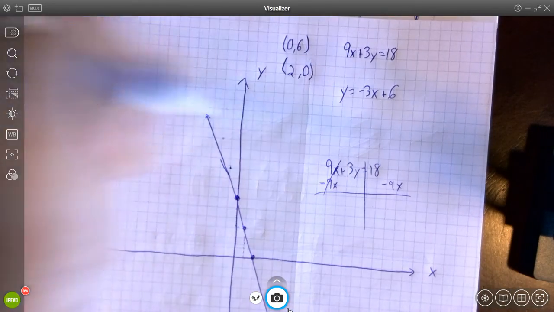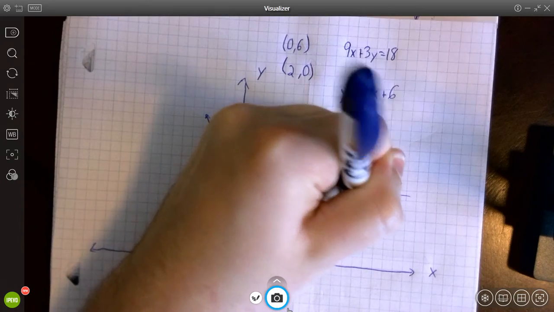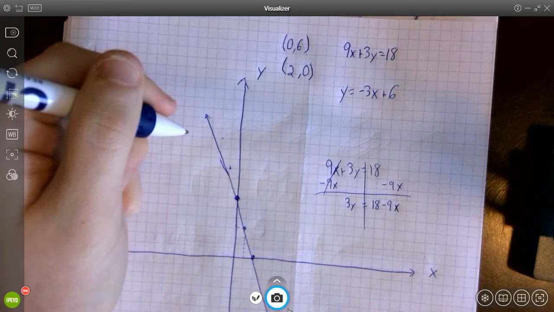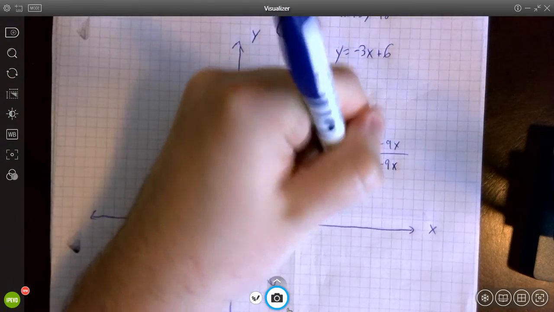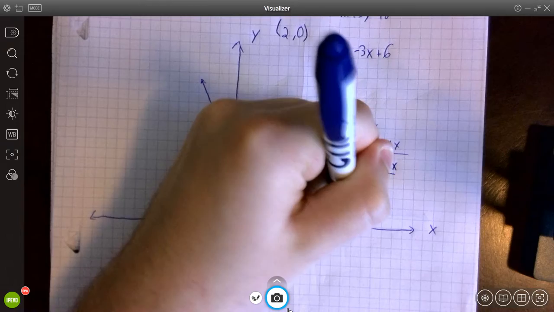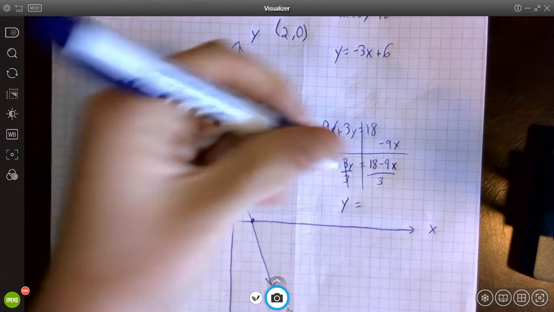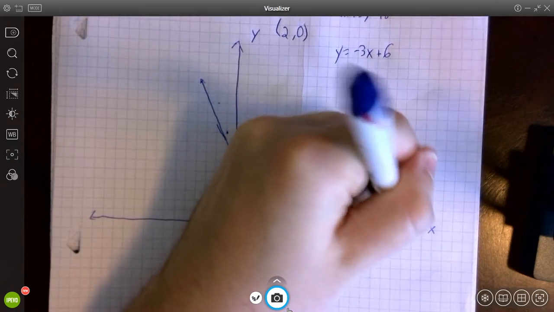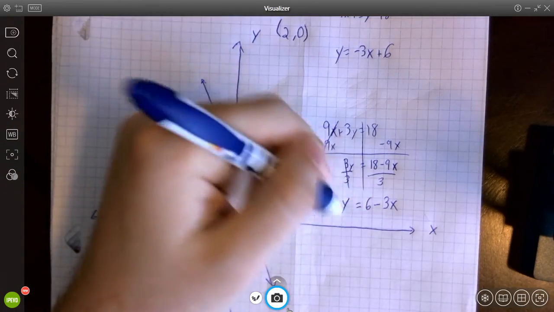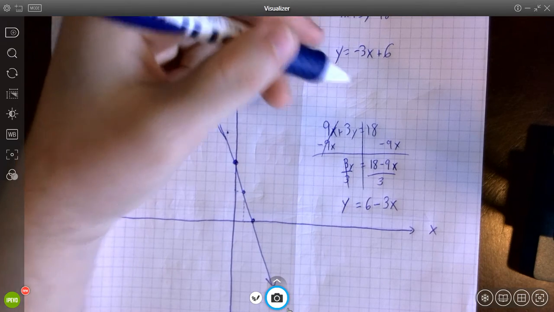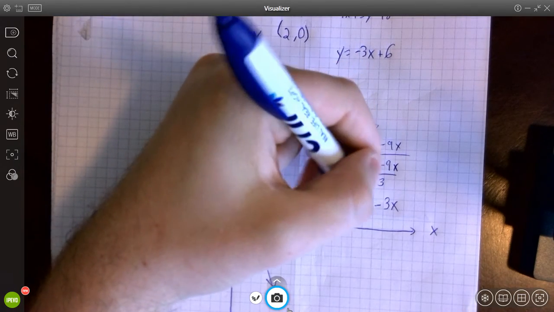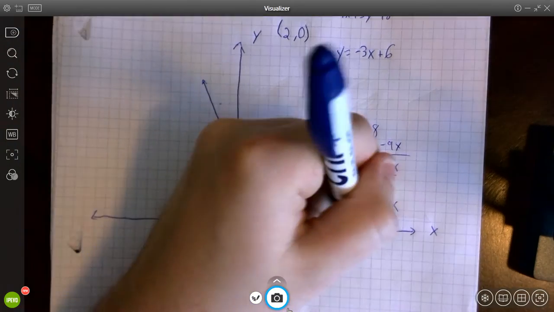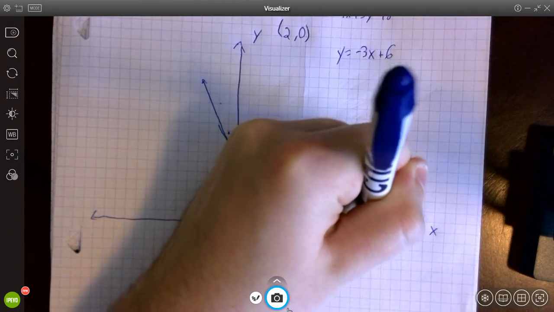When we do that, these are going to cancel out. We'll be left with 3y equals 18 minus 9x. Then if we want to get y by itself, we would divide by 3, which will give us y equals, well, 18 divided by 3 is 6. And 9 divided by 3 is 3x. Now look at this equation and look at the other equation that they had. By the commutative property, we can switch these two if we consider this adding negative 3x instead. And when we switch, we get the same exact equation.